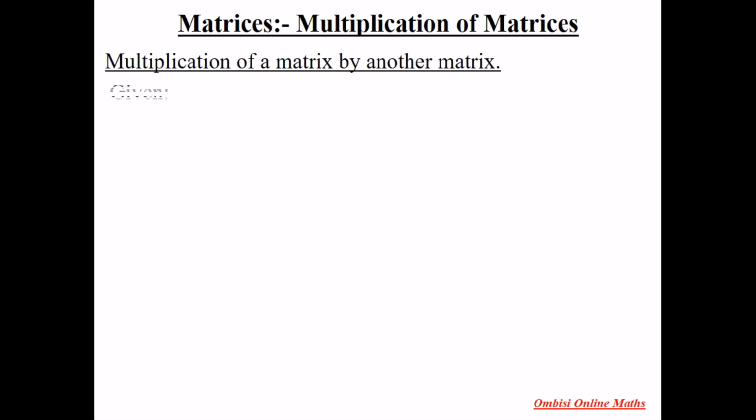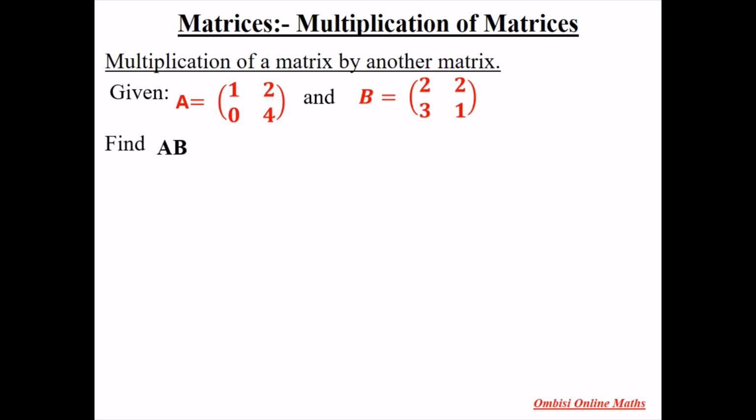Now, given matrix A is 1, 2, 0, 4, and matrix B is 2, 2, 3, 1, find the matrix AB, that is A multiplied by B, using the rules that we have seen above. If we multiply matrix A and matrix B, we are going to get 8, 4, 12, 4.